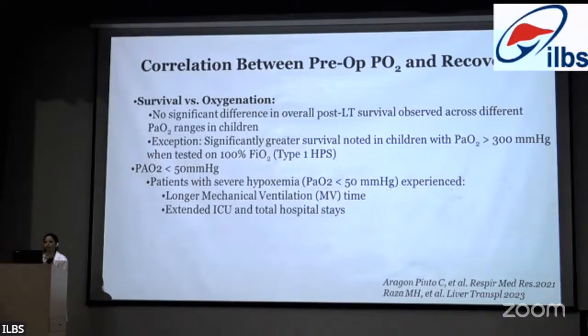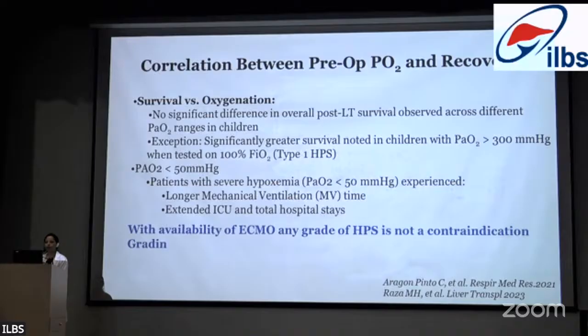Although there is no significant difference in overall post-LT survival, in type 1 HPS patients there is greater survival noted in children in whom, if 100% FiO2 is given, PO2 is significantly improved. Patients with very low PO2 experience longer mechanical ventilation time and extended ICU stay. With the availability of ECMO, however, any grade of HPS is not a contraindication nowadays, and grading is important for preparedness.